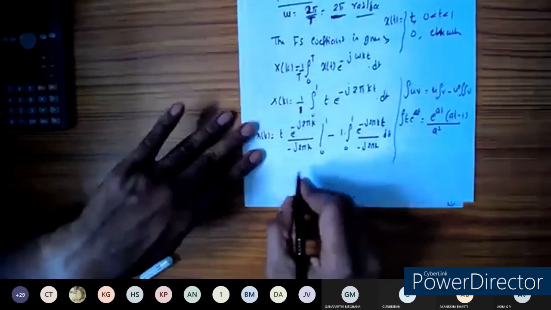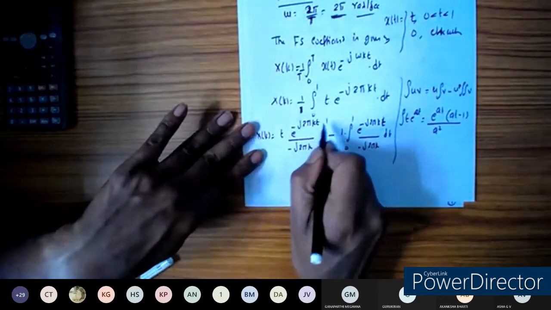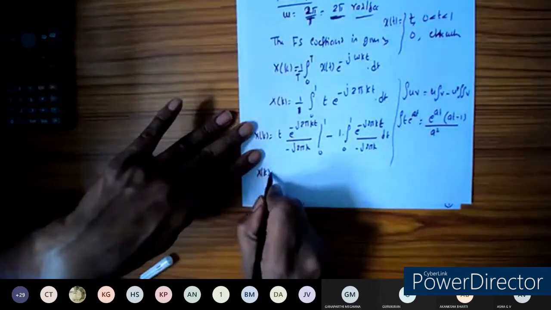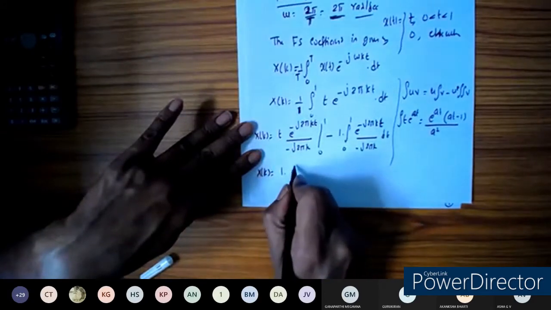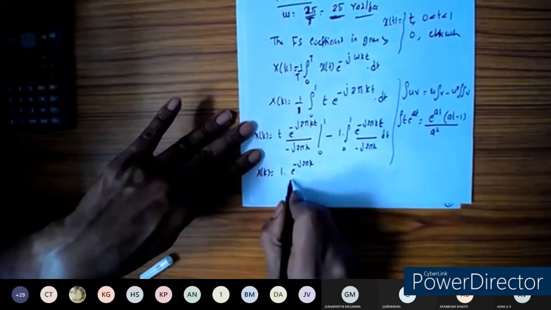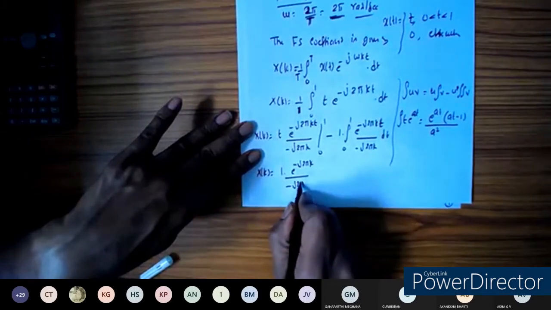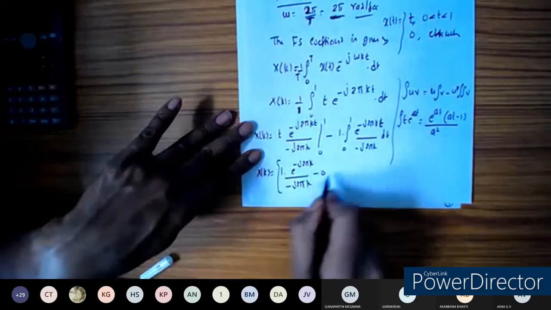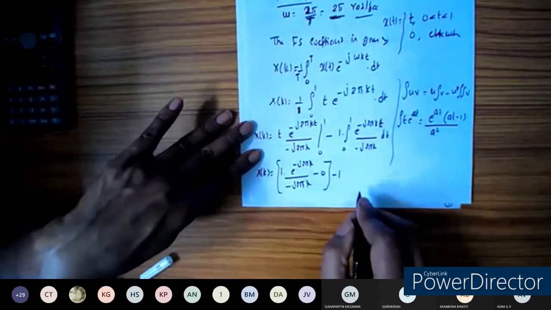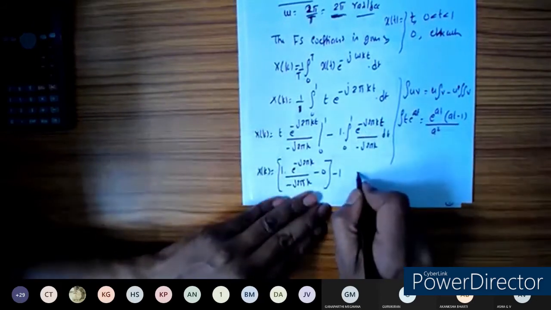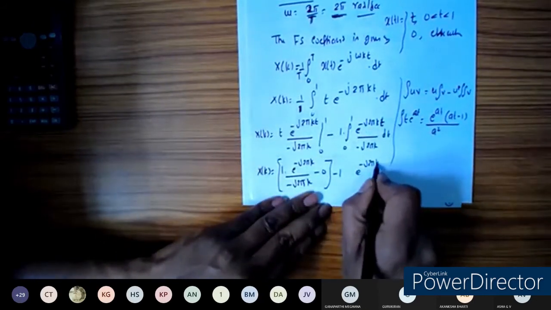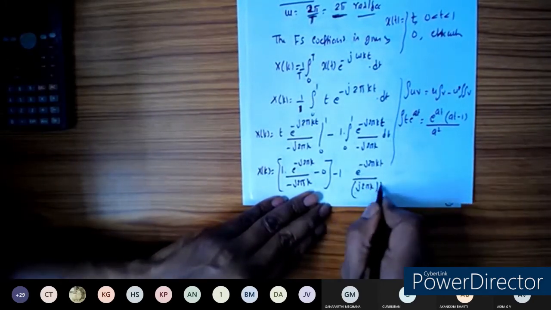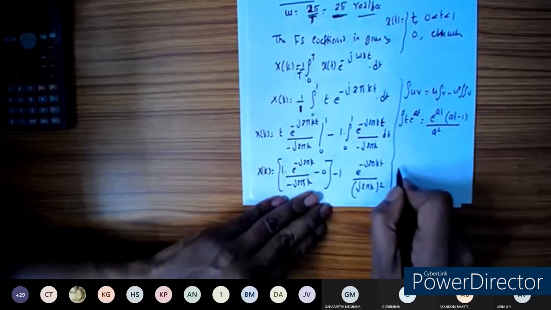Next, let us integrate this one again here. Let us apply the limit here. So here t is there. Apply the limit for t is equal to 1 and t is equal to 0. So X of k is equal to, for t is equal to 1, e to the power of minus j 2 pi k divided by minus j 2 pi k. For t is equal to 0, it will become 0 only. So minus 1 into, again the integration of this one is e to the power of minus j 2 pi k t divided by (j 2 pi k) the whole square, minus into minus will get cancelled. The limit is from 0 to 1.